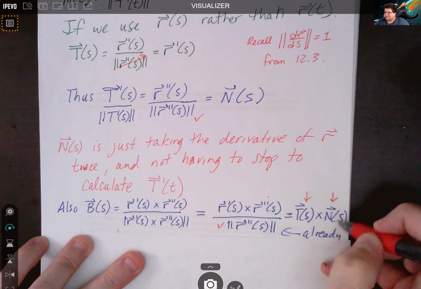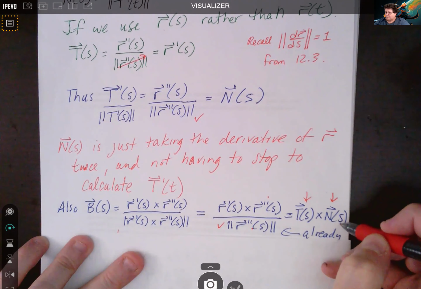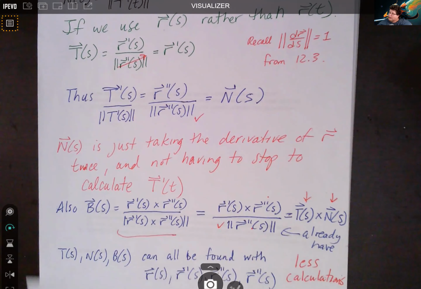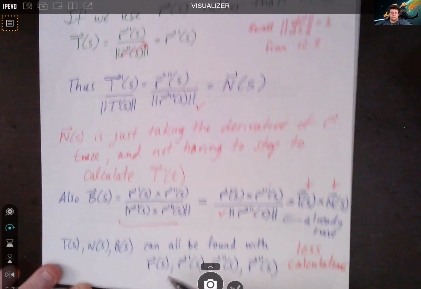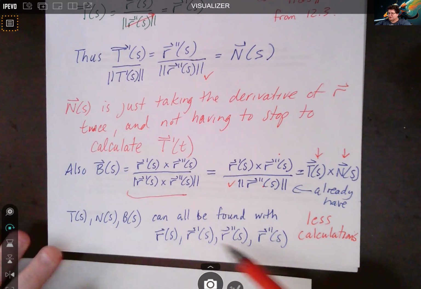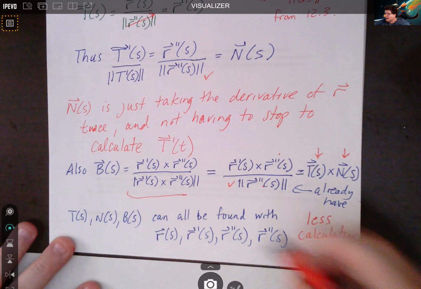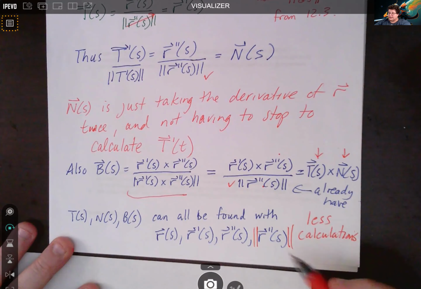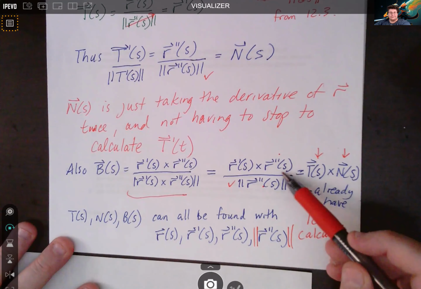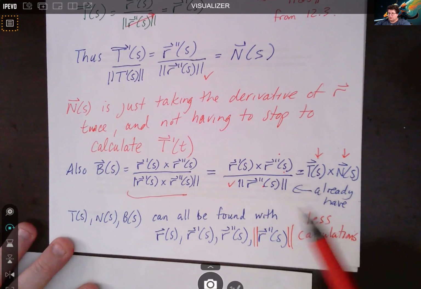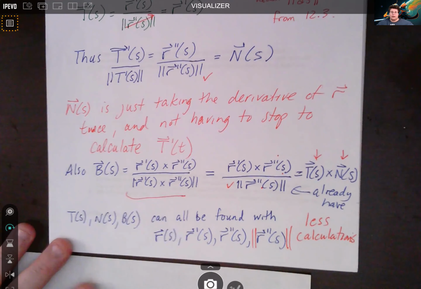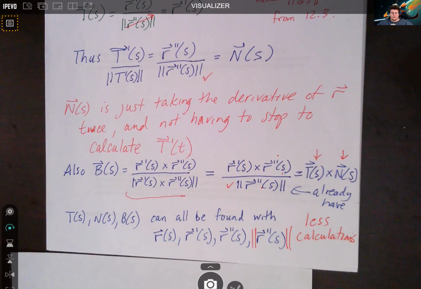You can still do that version, but I think this is a lot less work. All we need to find is r. We need the first derivative, the second derivative, the magnitude of the second derivative, and that's kind of it. The only other operation we have is a cross product. So if you have arc length, or arc length is easy to get, it can make for fewer calculations.